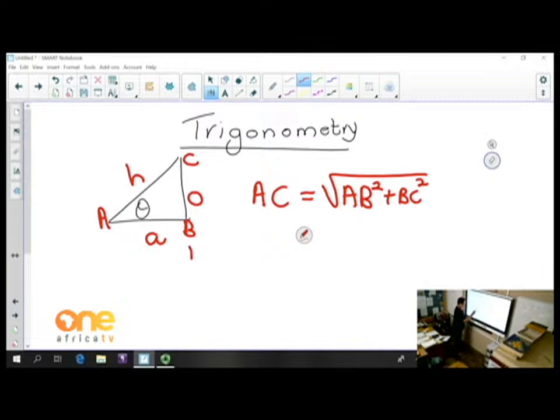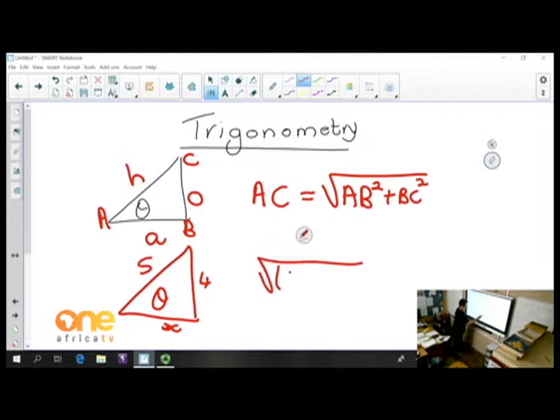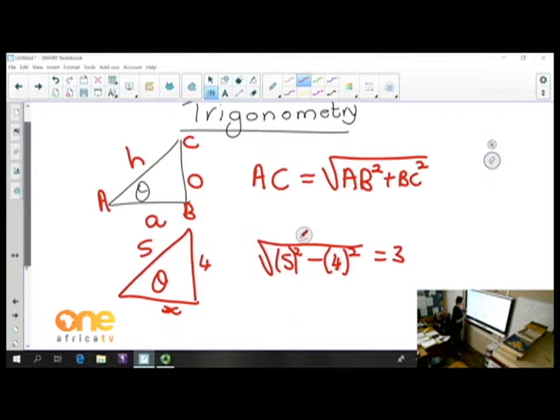So, for example, if I have the triangle 5, 4, and I have to find this value here, then I can say, and if you use brackets, 5 squared minus 4 squared, then you immediately get the answer of 3 centimeters. So that is then Pythagoras.